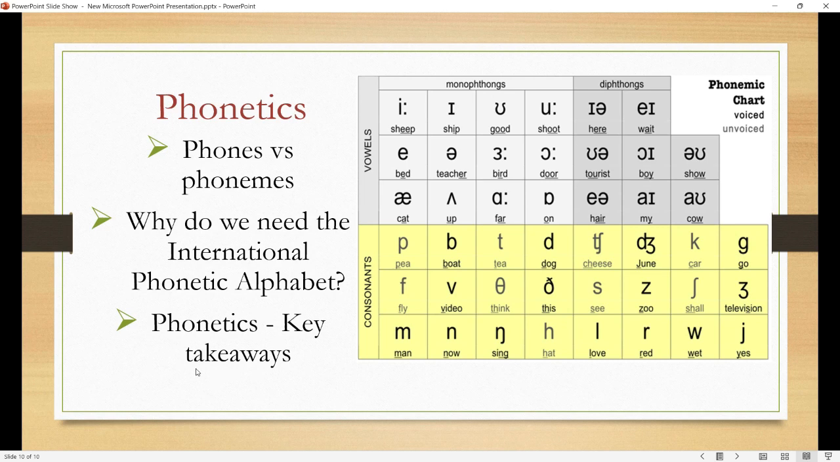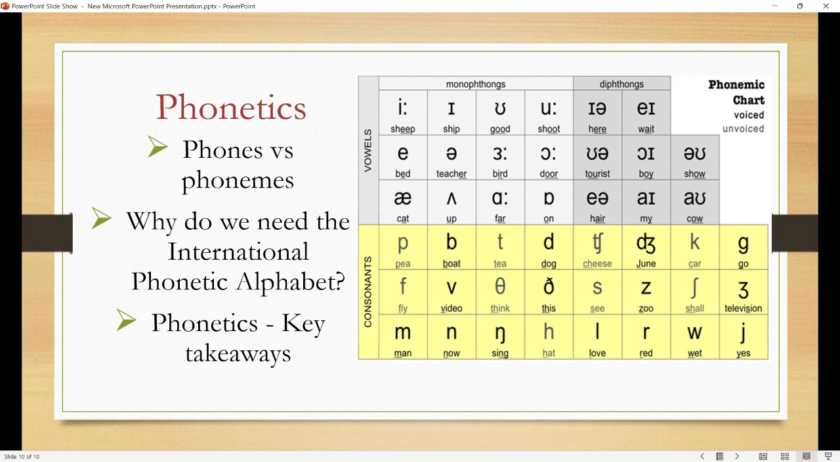Phonetics, key takeaways. Phonetics is the branch of linguistics that deals with the physical production and reception of sounds. Phonetics studies speech from different viewpoints and is broken down into three categories: articulatory phonetics, acoustic phonetics, and auditory phonetics. Articulatory phonetics is concerned with the way speech sounds are created and aims to explain how we move our speech organs, articulators, to produce certain sounds.